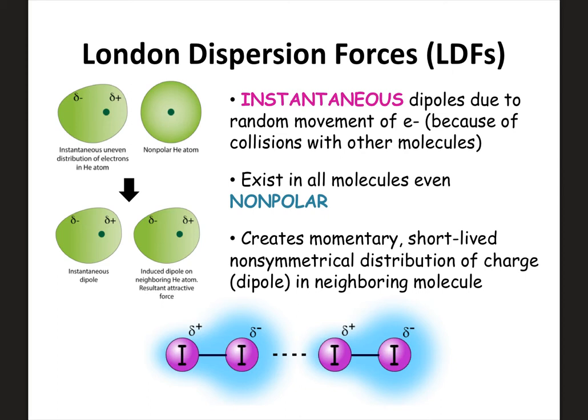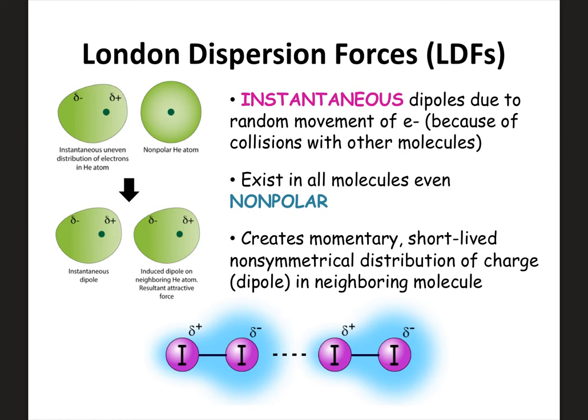All right, so LDFs are these instantaneous dipoles that happen due to the random movement of electrons. Usually what happens is as these molecules collide randomly, just due to random chance, some of the electrons shift more toward one side of the atom. So you can see in this picture, you have a nonpolar atom, a helium atom, and just randomly, due to collisions, more of the electrons shift to the left side of this atom of helium. So now this side of this atom of helium is slightly negative. And then the opposite side, since it has less of those electrons, becomes slightly positive.